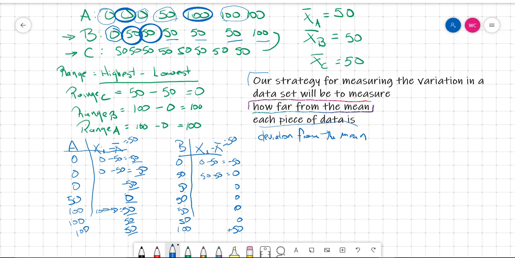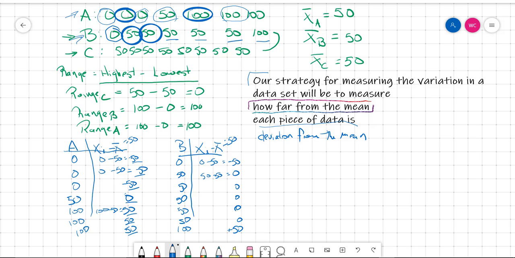Minus 50, minus 50, minus 50, 0, and looking at this list, minus 50, 0, 0, 0, 0, we see that the deviations from the mean here are much bigger than the deviations from the mean here. And that's what we wanted to say up here: that the deviations for A, or the spread for A, is bigger than the spread for B. And we're getting that here when we look at the deviations from the mean.